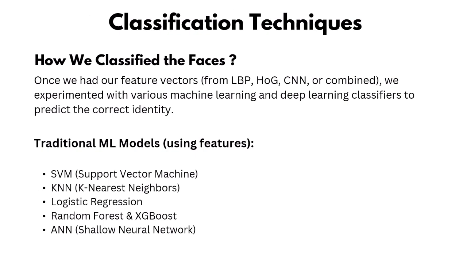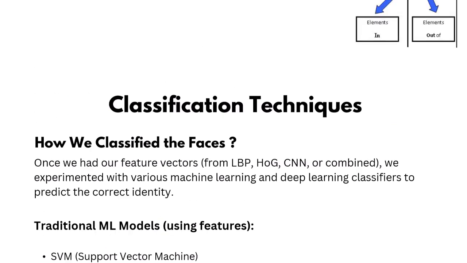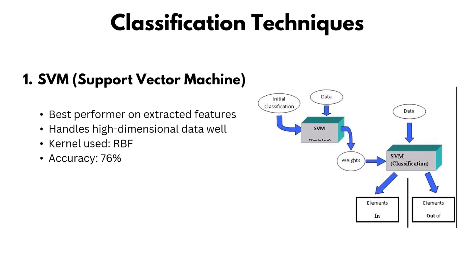Now the classification techniques we have used, and how we classified the faces. Once we had our feature vector from LBP, HOG, CNN and all combined, we experimented with various machine learning models and deep learning classifiers to predict the correct identity. Let's discuss some of the traditional ML models. SVM was one of the classification techniques and was the best performing on the extracted features.